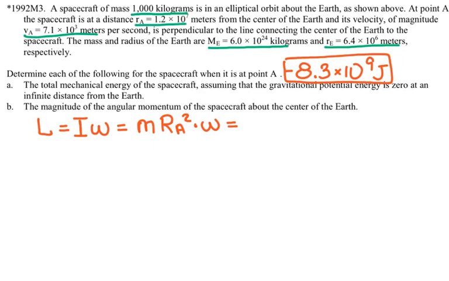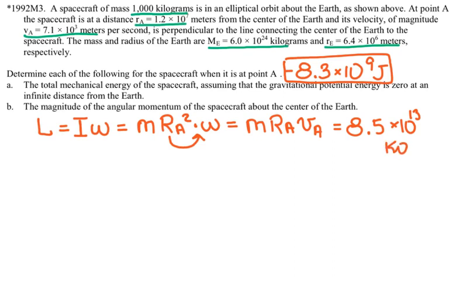So in this case, you have mass times RA, and one of the RA I'm going to combine with the angular velocity. That gives me linear velocity, which is velocity at A. And if I plug in these numbers, looks like I am going to have 8.5, 10 to the 13, and that is in kilogram meters squared over seconds.